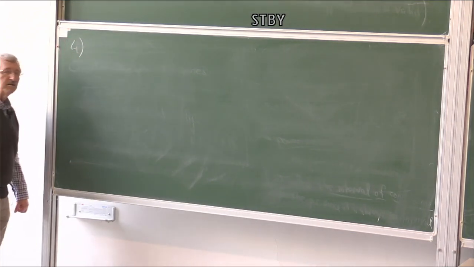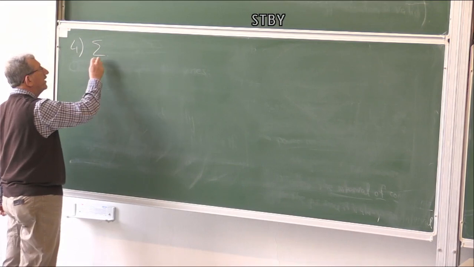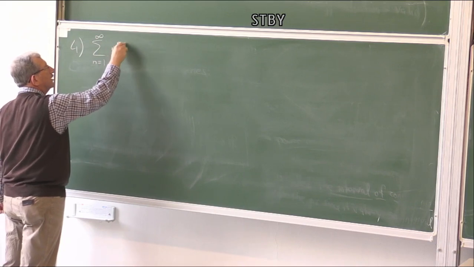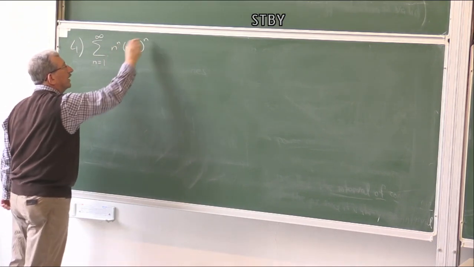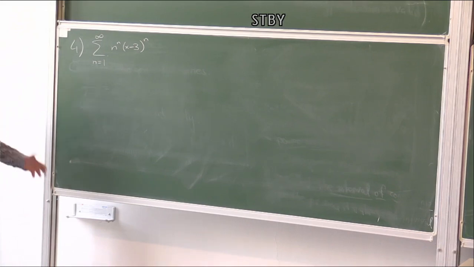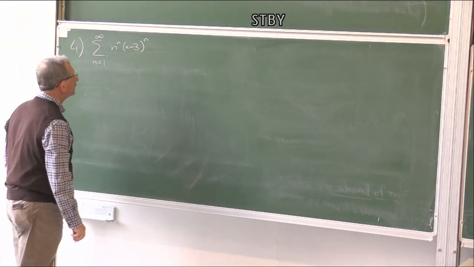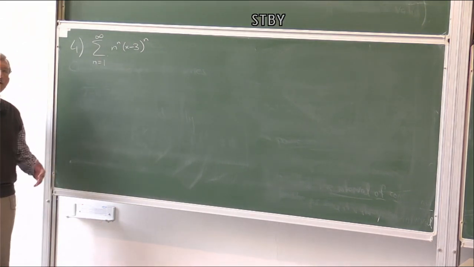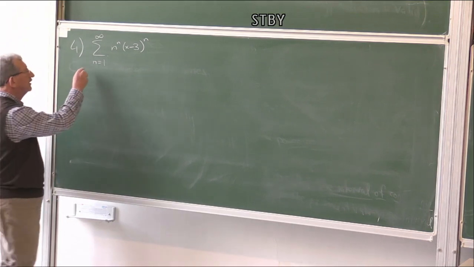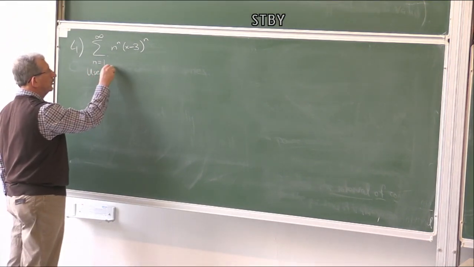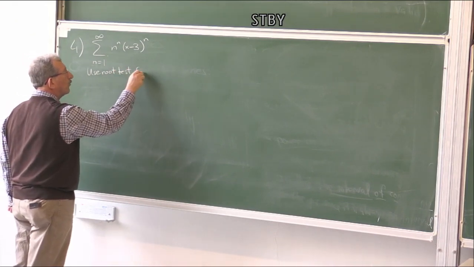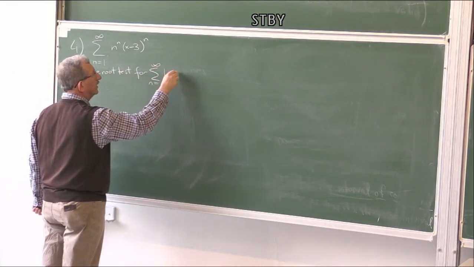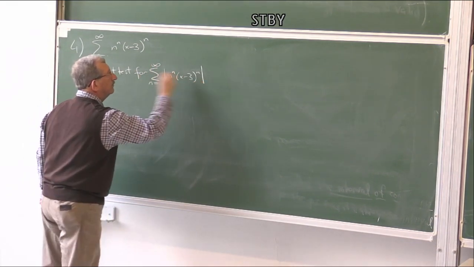Now consider the following example. We have the sum from n equals 1 to infinity of n to the n times (x minus 3) to the n. Now this is, of course, again a power series. Because of n to the n, we may prefer to use the root test instead of the ratio test. So use the root test, of course, for the series with absolute value n to the n, (x minus 3) to the n.